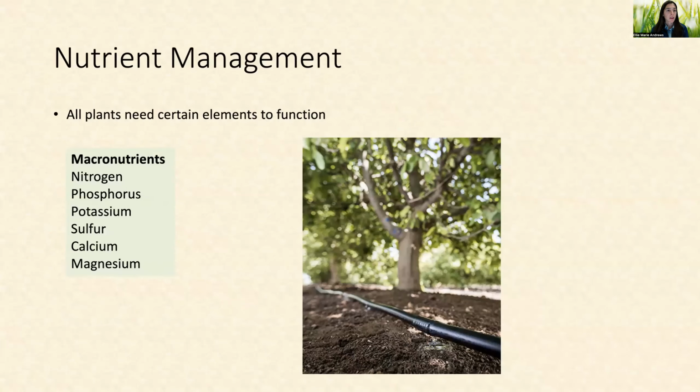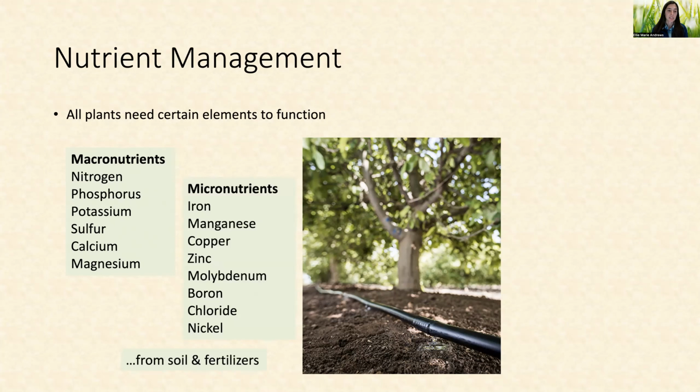So starting with nutrient management, as I'm sure you all know already, all plants need certain elements to function. In one category, we have macronutrients. These are the nutrients that plants need in larger quantities. This means, for example, nitrogen, phosphorus, potassium, sulfur, calcium, and magnesium. And if you ever hear people say NPK, they are talking about nitrogen, phosphorus, and potassium. The K stands for potassium, which can be a little confusing. So NPK, just think your three big macronutrients: nitrogen, phosphorus, potassium.